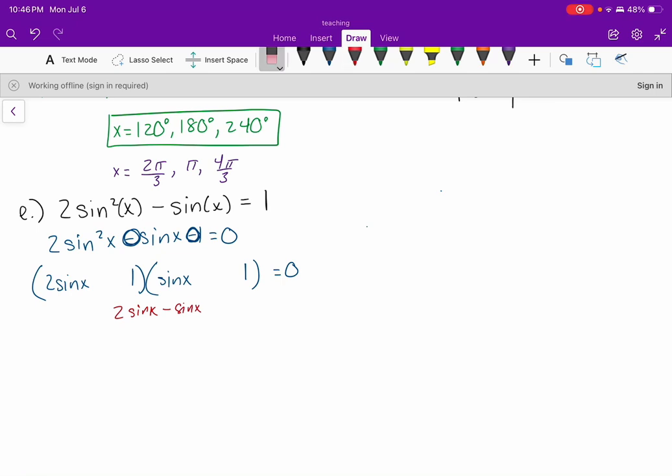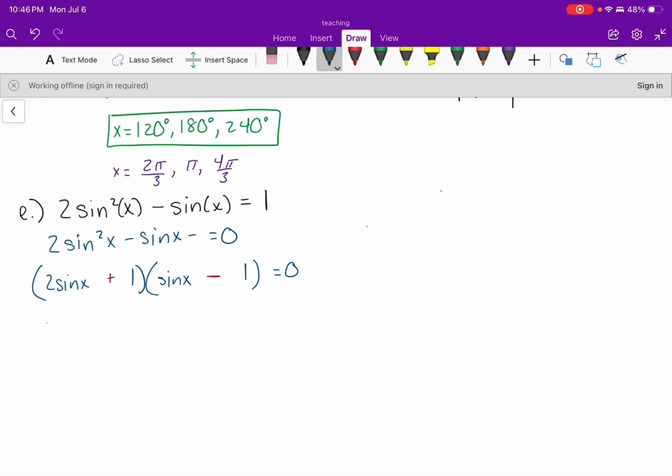What I want to happen is I want this to be plus and this minus, so that when I FOIL it out, I get negative 2 sine x plus sine x. So you kind of have to think ahead just a little bit to figure out where you want that plus or that minus. If this middle sign right here had been a plus, then we would have had it the first way I wrote it.